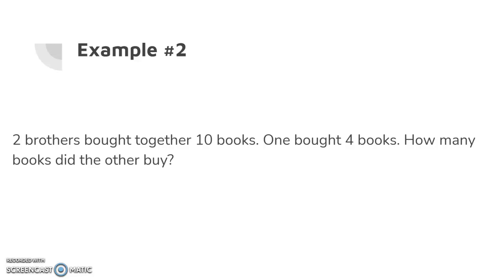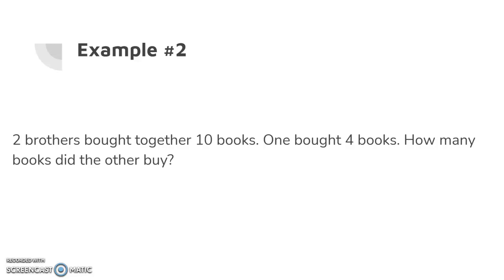So, in order to solve this, we have to kind of think of what is included in this word problem. So, let's think. 2 brothers bought together 10 books. One bought 4 books. How many books did the other buy? So basically it's what plus what equals what. So we have to think, okay, what is this word problem giving us? It has given us the sum because it says 2 brothers bought together 10 books. That is the total number of books that they bought together. So you can write equals 10 on your paper, and we're all good with the sum.